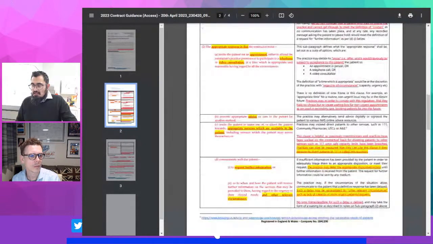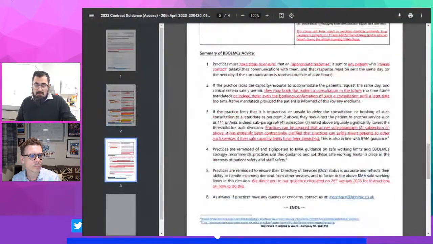And then in addition to that, it comes to a summary, and I think probably worth reading this part out. So practices must take steps to ensure that an appropriate response is sent to any patient who makes contact, and this response must be sent same day, and next day if the communication is received outside of core hours. If the practice lacks the capacity to accommodate the patient request the same day and clinical safety permits, they may book a patient consultation in the future. So that's that waiting list concept, and there's no time frame that's been mandated. Or indeed defer even the booking for a later date. So that's still an option. If it feels unsafe to defer the consultation, or if there are other things, that's when you can direct to other places like 111, A&E, CPCS, that kind of stuff.